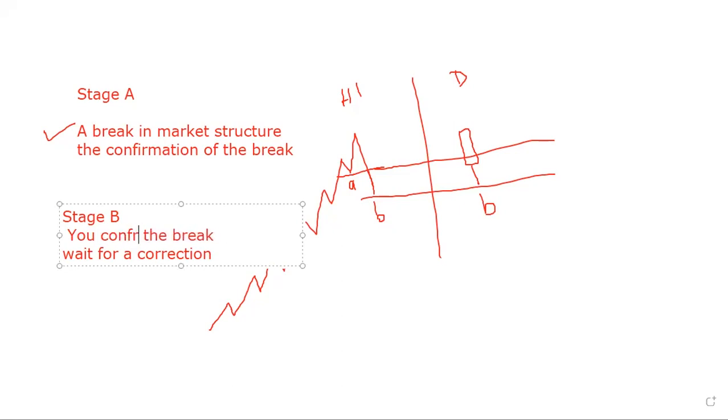You confirm the break. Then you wait for the correction. Now, at this point, you want to wait for the correction. And what's the correction? This correction is this. Price is going to move back from this and go back up to form what? X.